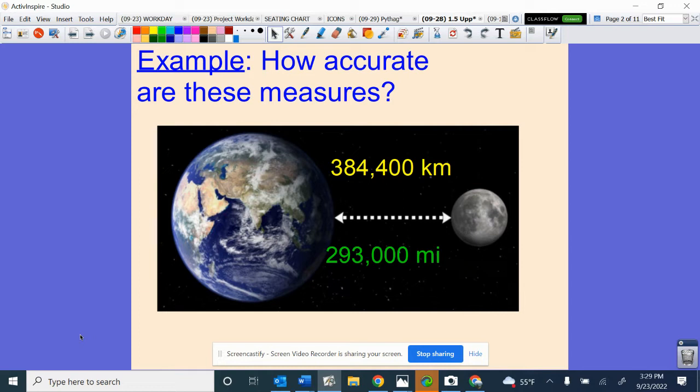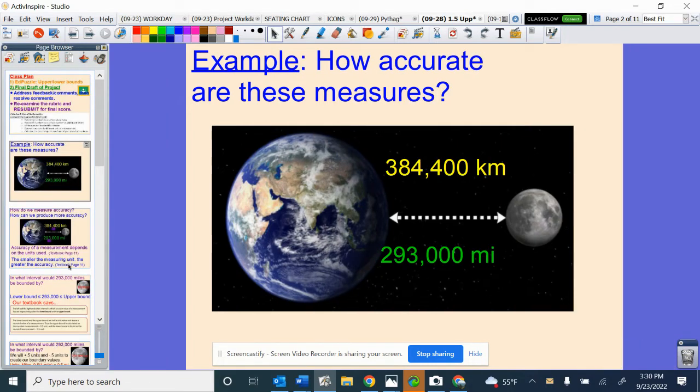What I first want you to think about is how accurate are these measurements? This is the distance from the moon to the earth, or earth to the moon. In kilometers, it's 384,400. In miles, it's 293,000 miles. Of course, these are estimates or approximations. These aren't exact distances. This distance changes every second of the day as we rotate in space. But the accuracy is bound by certain values.